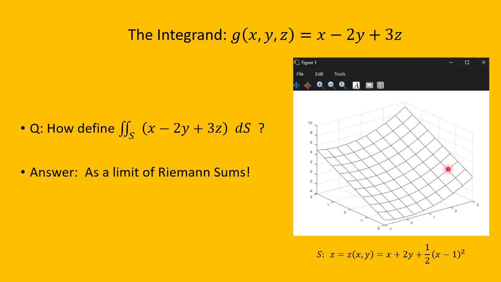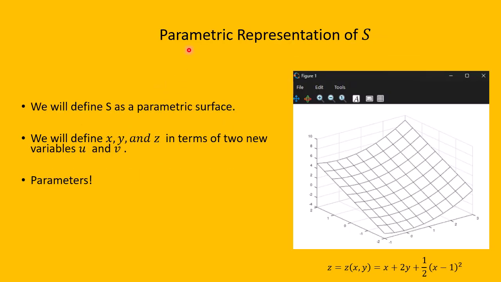Let's remember that this surface S over here is given by z equals x plus 2y plus a half (x minus 1) squared. We will set up the surface integral by using a parametric representation of this surface S. So we're going to define S in terms of parameters, so we'll have a parametric surface. That means that we're going to define x, y, and z in terms of two new variables, which we'll call u and v in this case. U and v are called parameters.